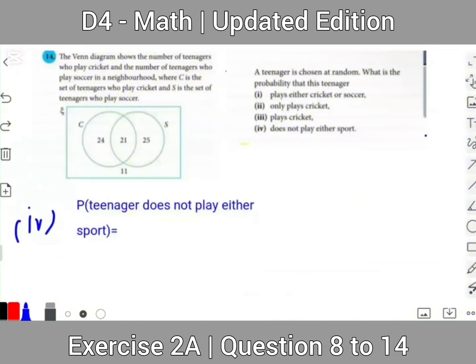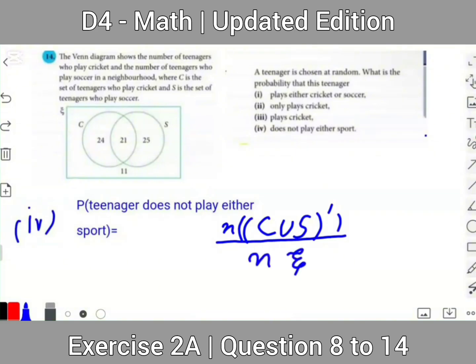Now in part 4, we have to find the probability that a teenager does not play either sport. So for this, we have the number of elements in the set C union S whole complement divided by the number of teenagers in eta, and that will be equal to 11 over 81. So the probability that the teenager does not play either sport is equal to 11 over 81.